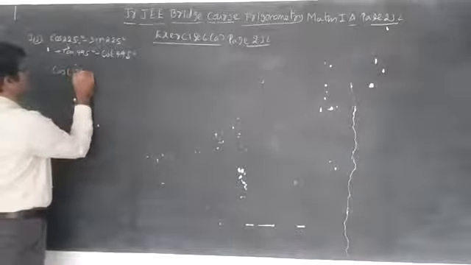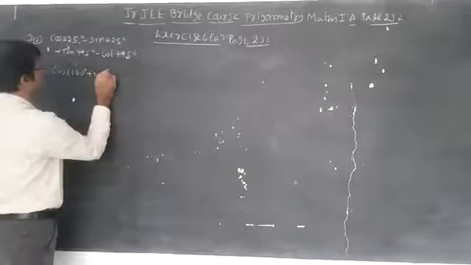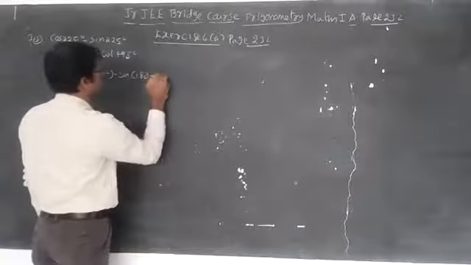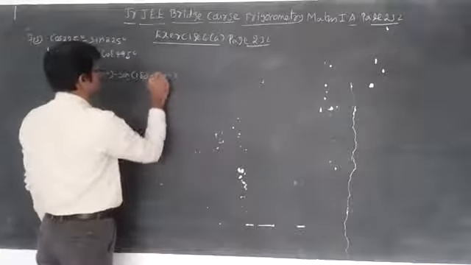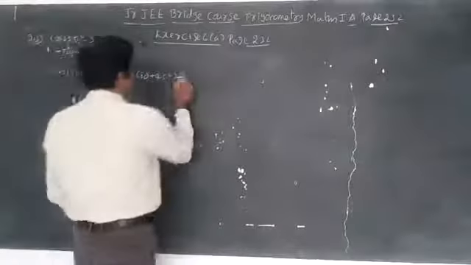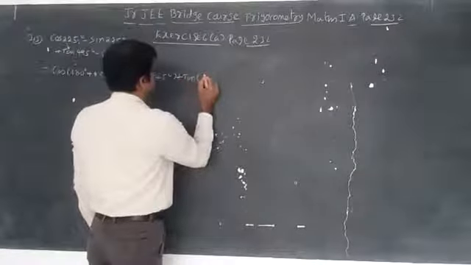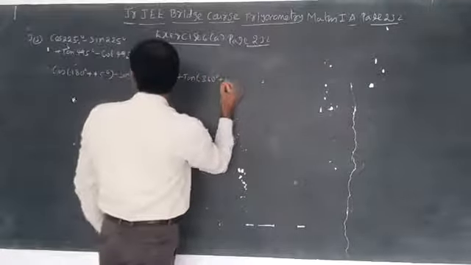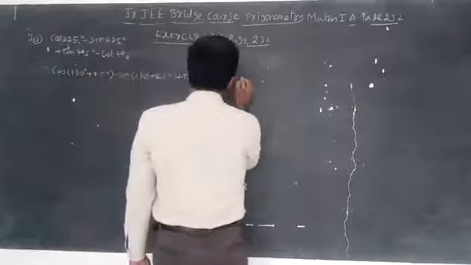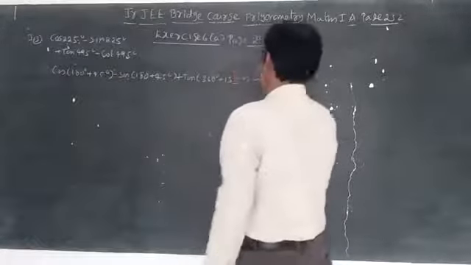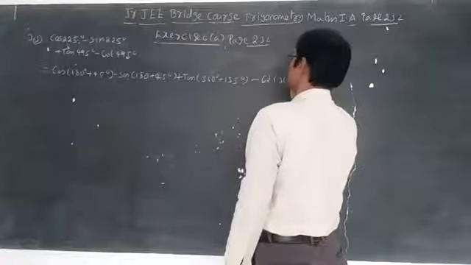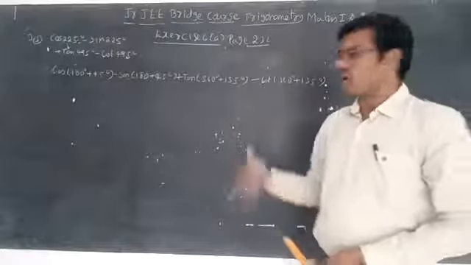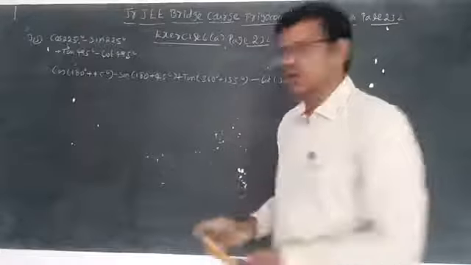Here we can write cos 180 plus 45, minus sin 180 plus 45, plus tan 360 plus 135, minus cot, this is also 360 plus 135. Now the unknown value can be converted to a known value.